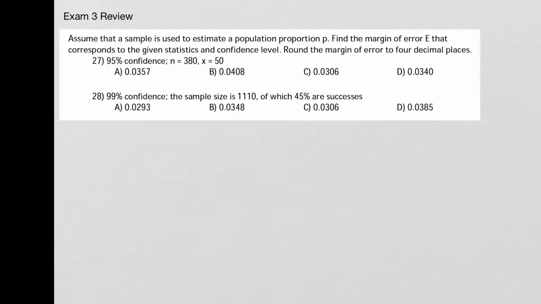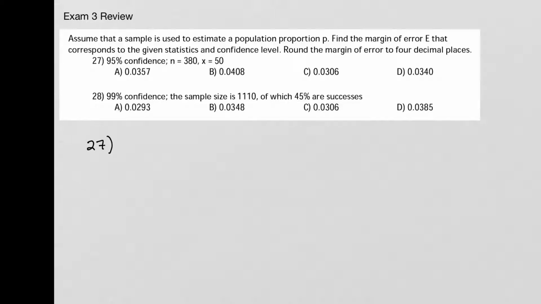In these questions, we are assuming that a sample is used to estimate a population proportion P. We're going to find the margin of error that corresponds to the given statistics and confidence level, and then we're going to round that margin of error to 4 decimal places. So let's start with number 27.